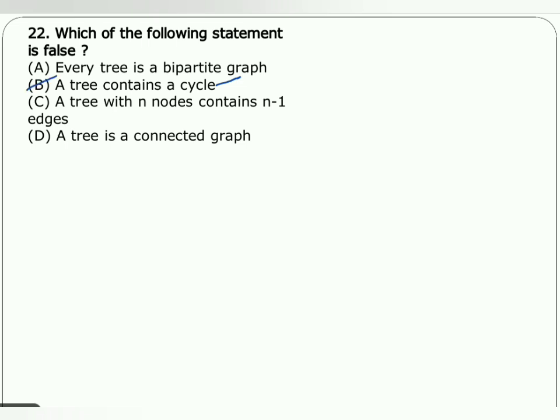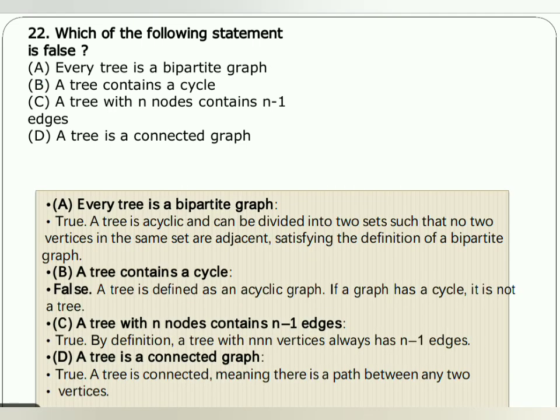Every tree is a bipartite graph. This is correct. And every tree contains a cycle is false. A tree with n nodes contains n-1 edges. So it is correct. It is a connected graph. Correct. So option B is the correct answer. Next one.